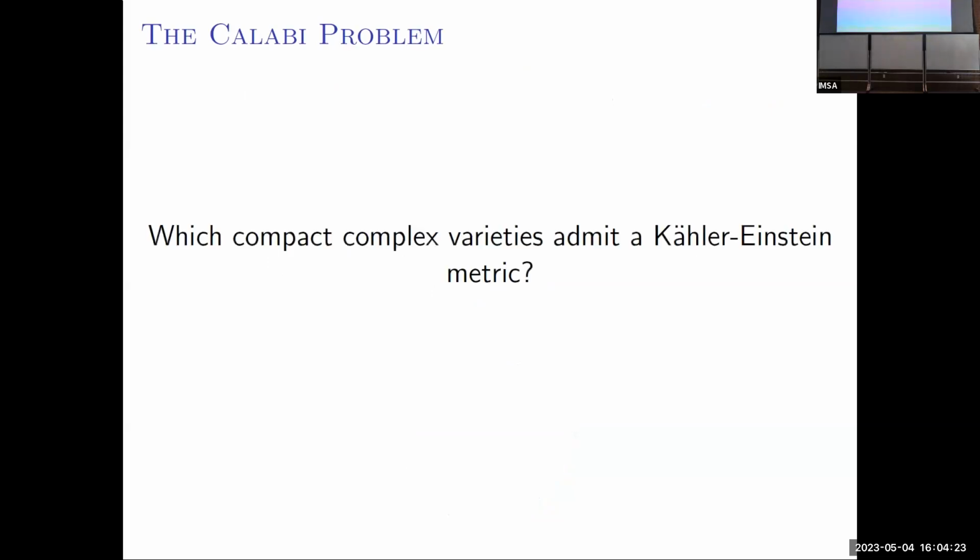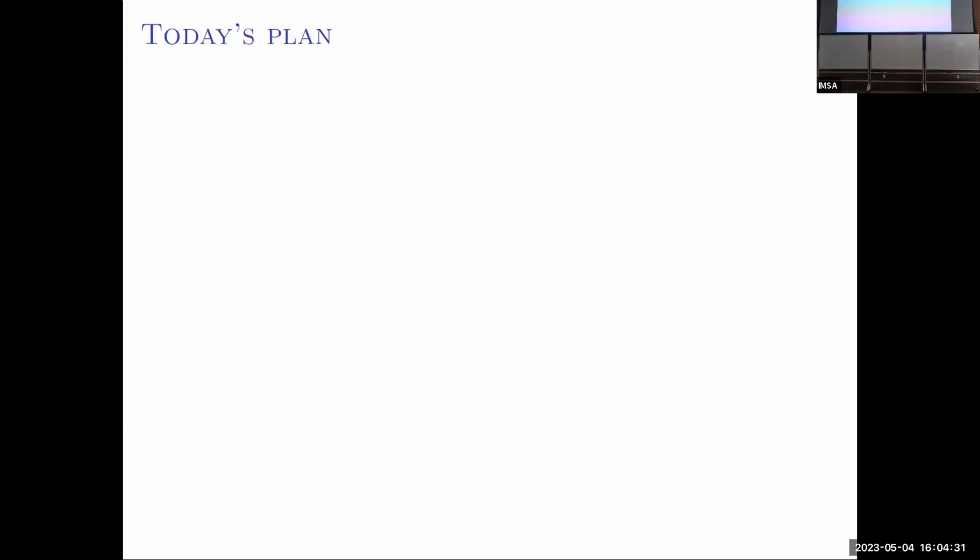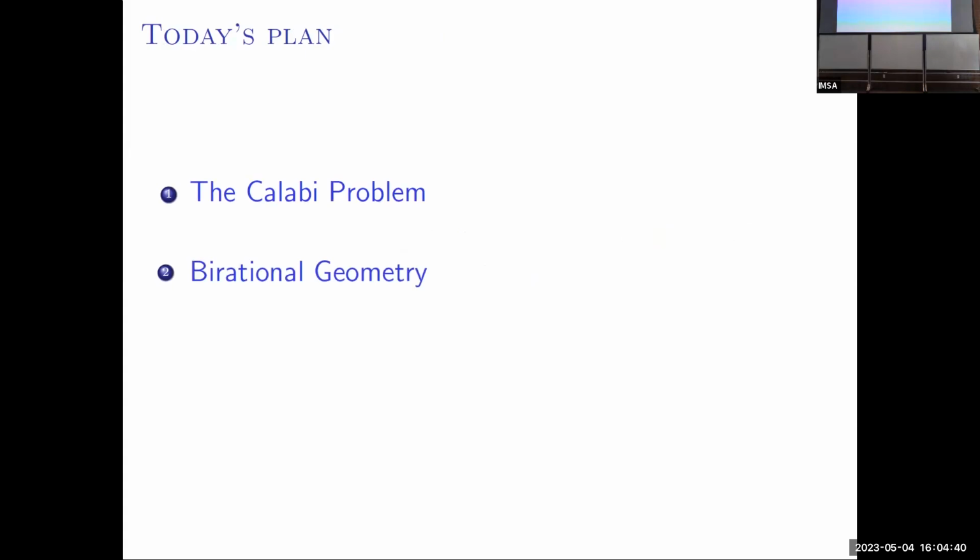And today we are going to continue discussing the Calabi problem that I explained yesterday. Let me just remind you that the problem asks which complex varieties admit a Kähler-Einstein metric. So today I will review the Calabi problem from last time. Then we will go a little bit deeper into the birational geometrical aspects. And then we come back to the Calabi problem for Fano threefolds, and I'll explain how we use these tools from birational geometry to make progress in this problem.